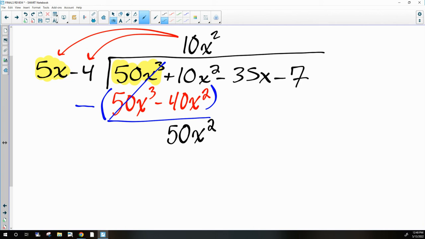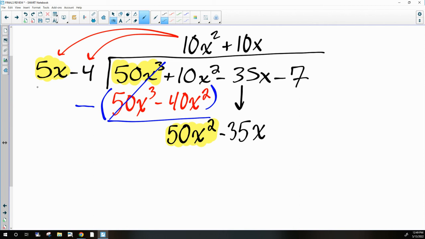And now we bring down the negative 35. Bring down the next term, and it's a repeat. We just repeat the process. Now I need to get 5x to become 5x squared, which is similar to the one we did. Well, 10x. If I multiply 5 by 10, I get 50. If I multiply x by x, I get the x squared. So add that to your top. We're going to multiply by 10x. Do you bring down the 7 too? Nope, but we will in a bit.